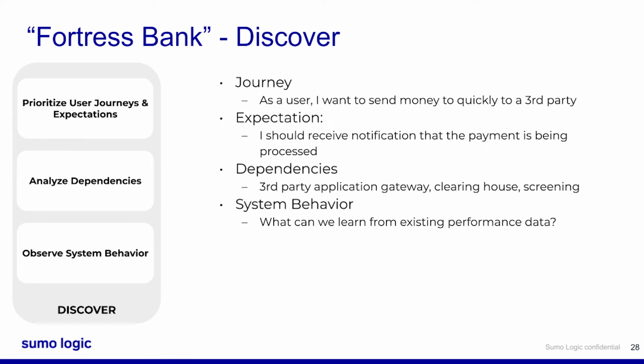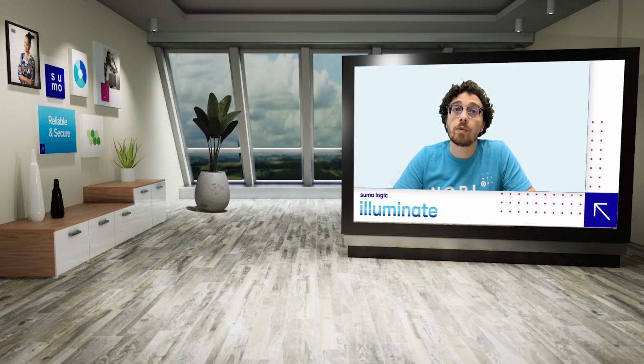Their user journey: as a user, I want to send money quickly to a third party. What expectations do they have? I should receive a notification that the payment is being processed. Okay. Dependencies: a third-party application gateway, clearinghouse, screening process. Okay, sounds reasonable for person-to-person payments. What are some observed system behaviors which we can look at? What have we learned from existing performance data here?